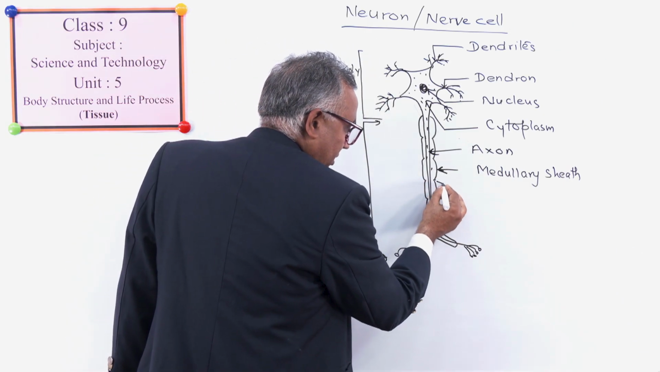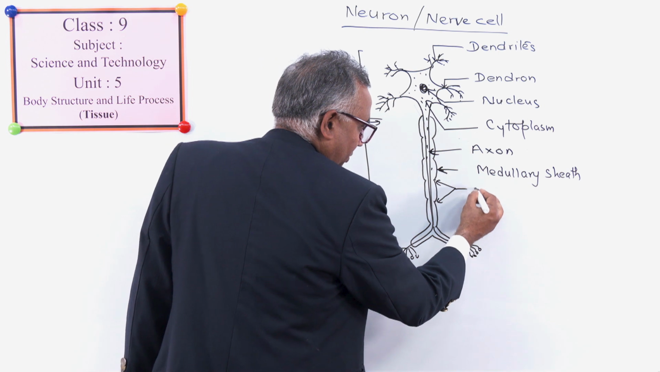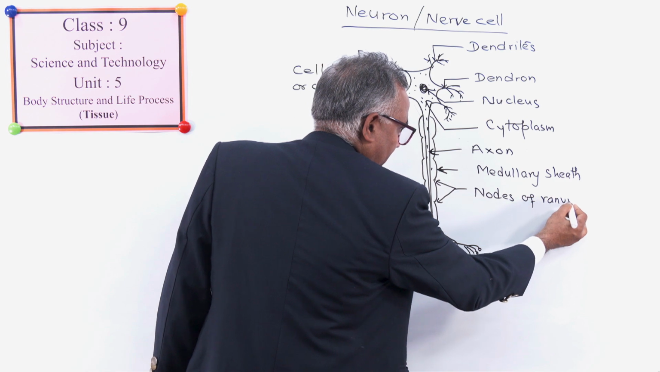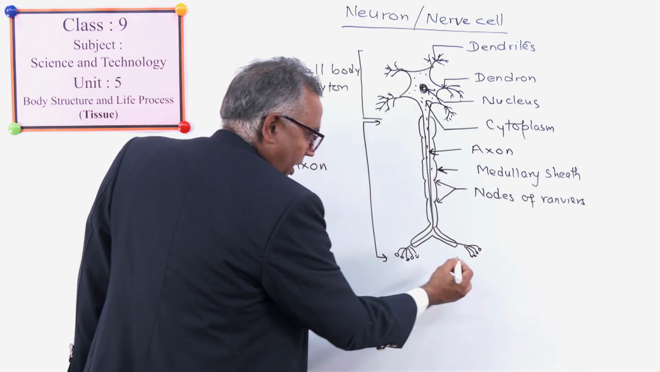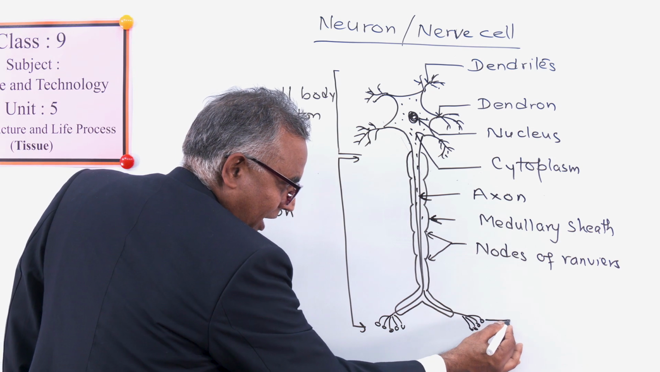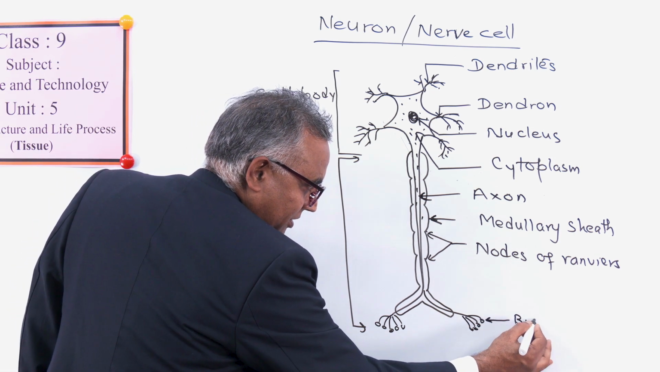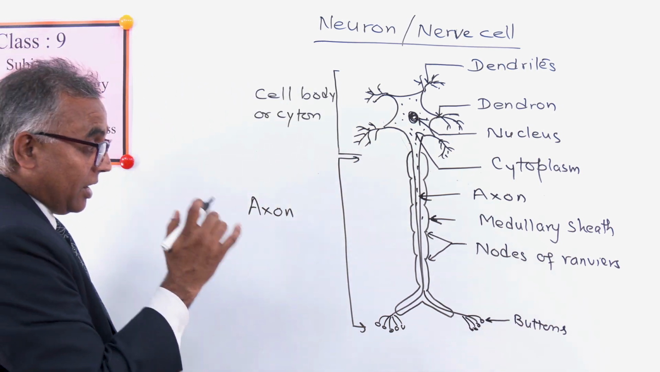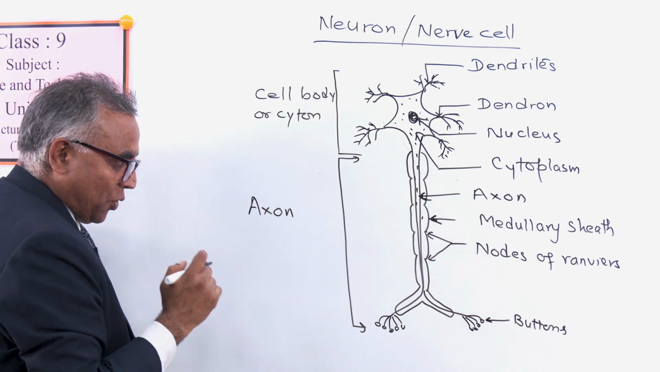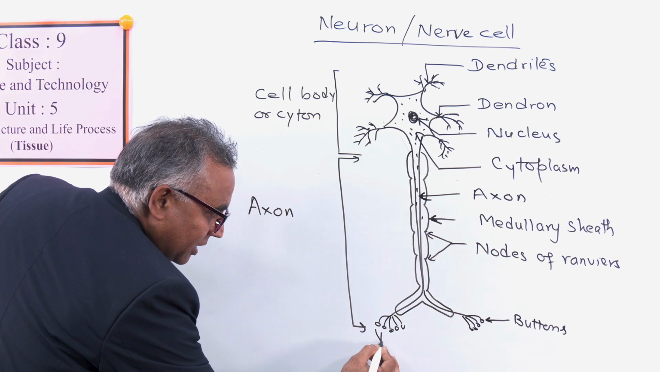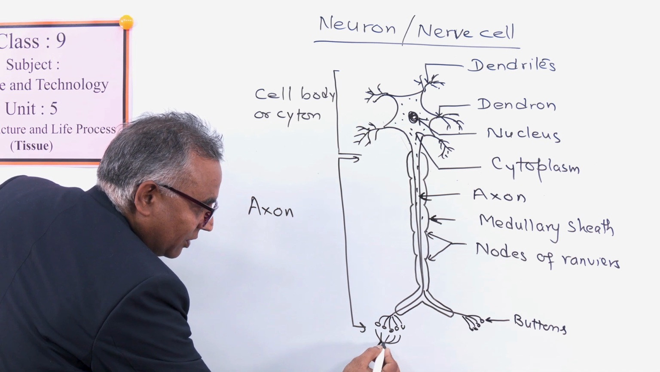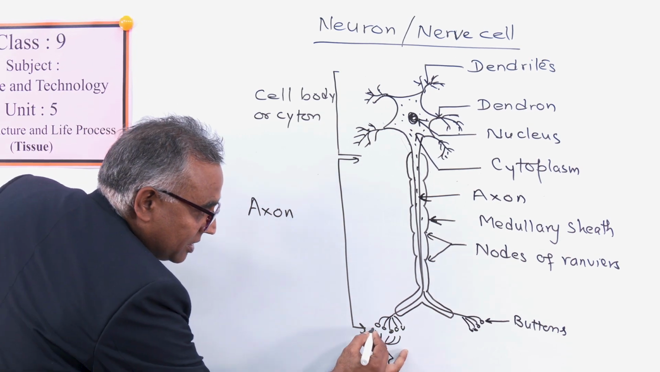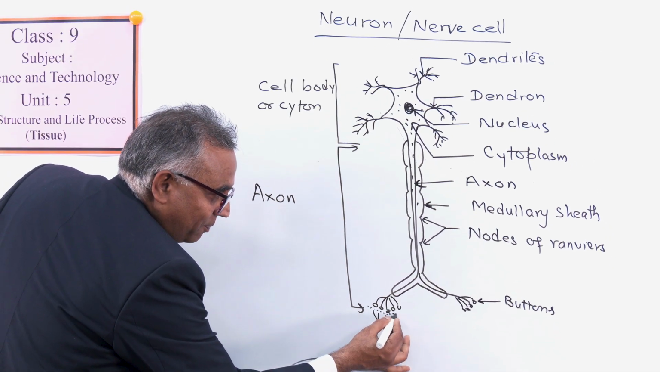And these constrictions are termed nodes of Ranvier. And the button-like structures are really termed buttons, but not for your shirt. Here you have to understand one more thing: the dendrite of another nerve cell is connected with it, but not connected. There is a little bit of a gap.